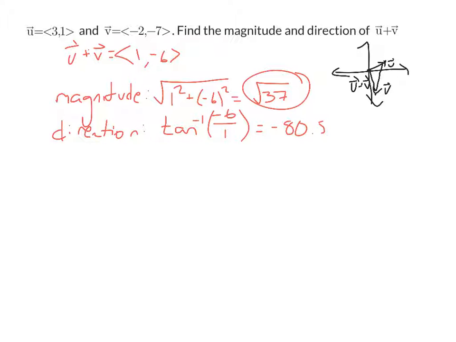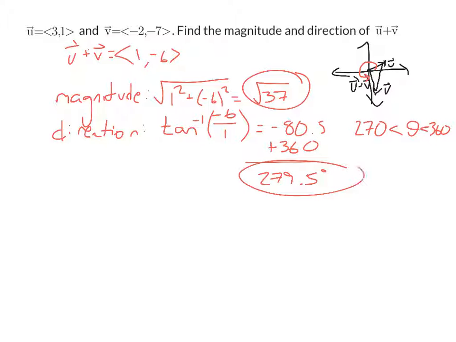but that's not the range in which we look, right? It's supposed to be down here. It's in the fourth quadrant, so remember it's supposed to be between 270 and 360. So if I take the negative 80 and add 360 to it, we have a result of 279.5 degrees, and that seems more like it for the direction. Okay, so that's how we find the magnitude and direction given magnitude and direction. For now we are done.